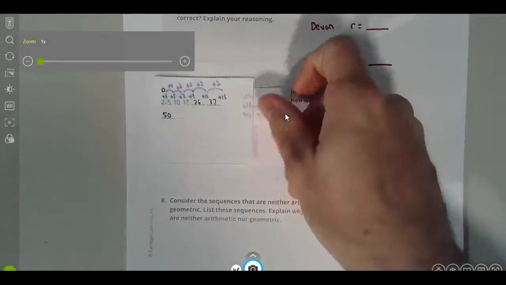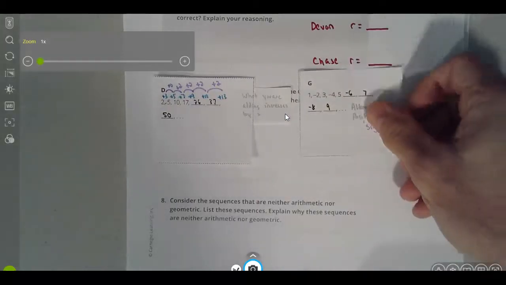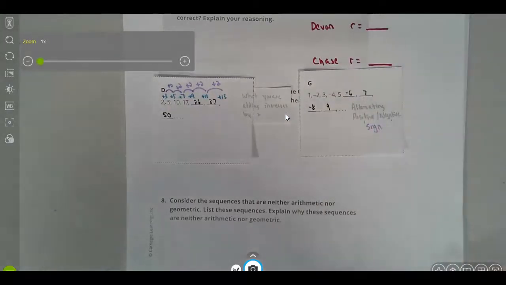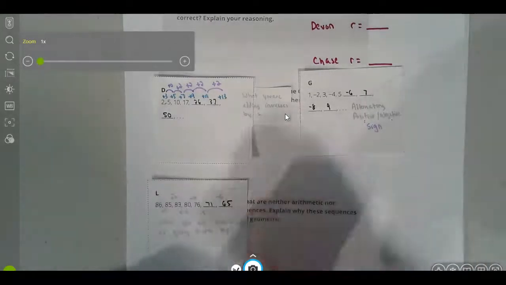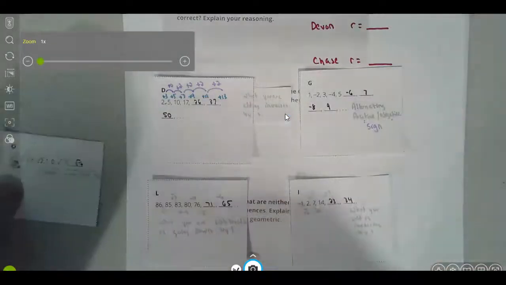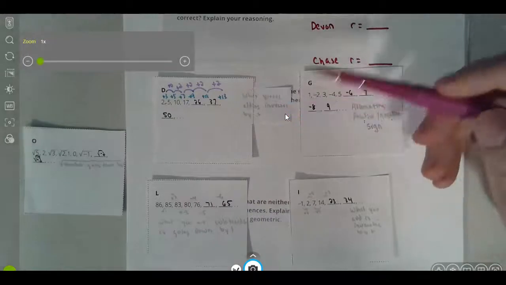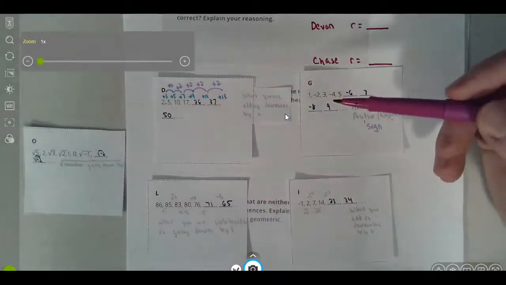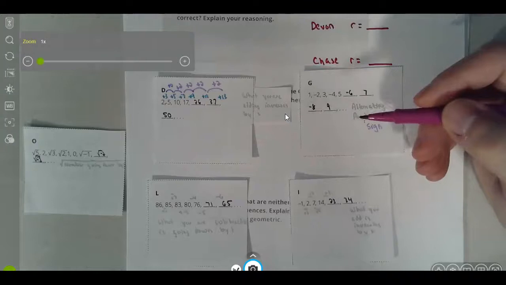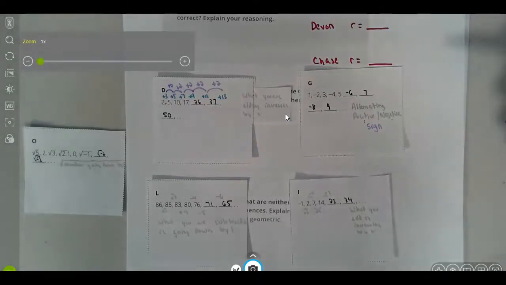So if I look at D, that is not arithmetic, it is not geometric. G is not arithmetic, it's not geometric. L, I, and O. All of these are not arithmetic, they are not geometric. There's a pattern. These all have patterns. But remember, in order for it to be arithmetic or geometric, I have to be adding or subtracting by the same number every time to get to the next term of the sequence.